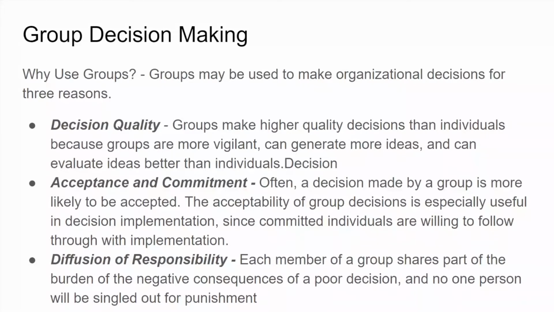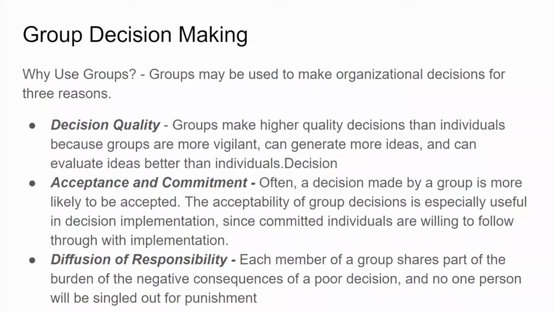Often the decision made by a group is more likely to be accepted. The acceptability of group decisions is especially useful in decision implementation, since commitment is raised as individuals are more willing to follow through on stuff that they've had some input into. And the diffusion of responsibility. This is a good one too. Don't blame me, blame the group is what we mean by diffusion of responsibility.